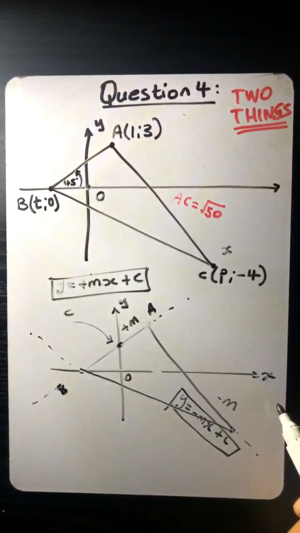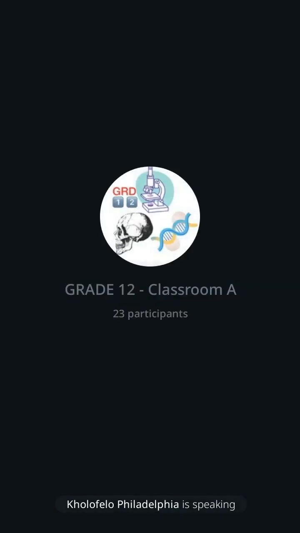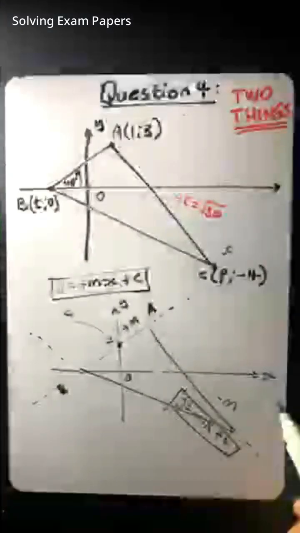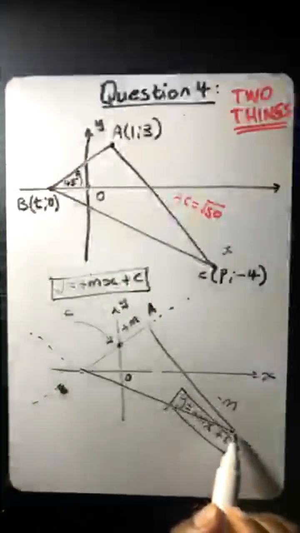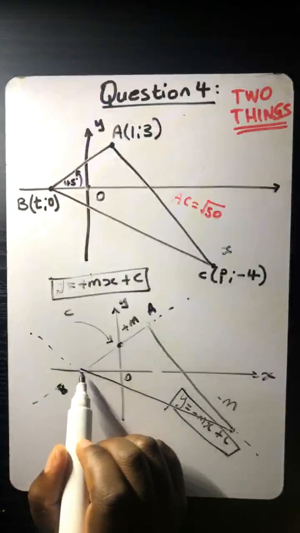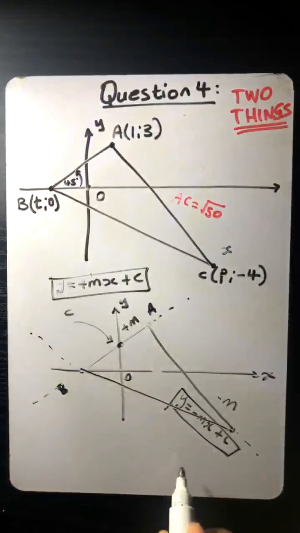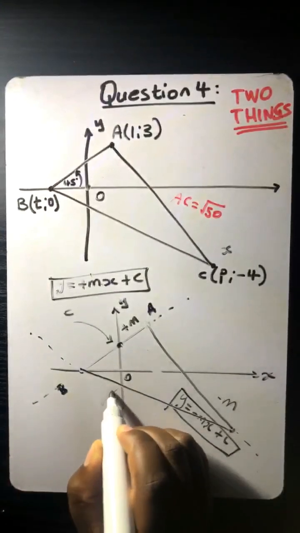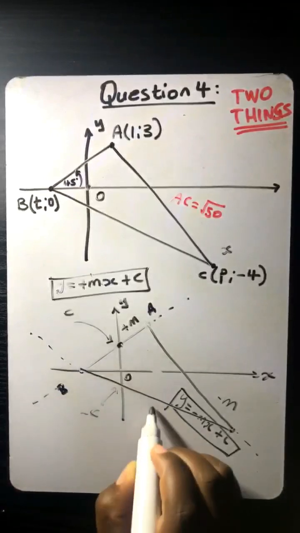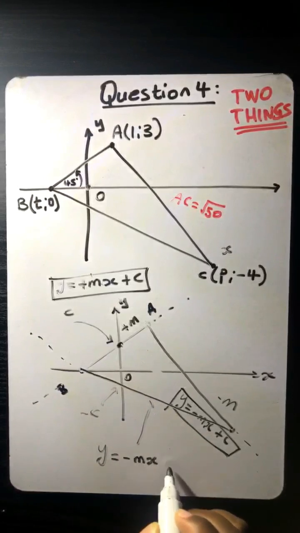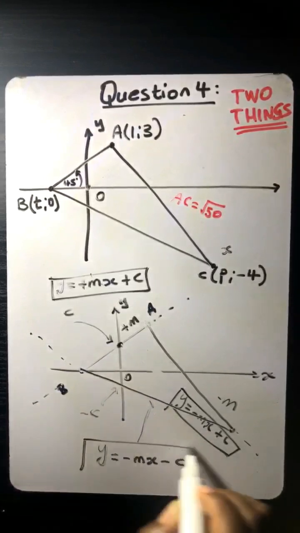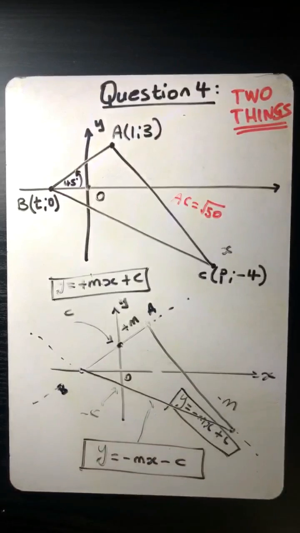Hey, what was I saying? 100%. So this is what I was saying. That line, similarly, is going to have a negative gradient. The only difference will be you are going to have a negative C value, meaning for an equation of that straight line you're expecting y equals a negative gradient minus C value. So that's how you sort of have an idea whether you are on the right path or not.